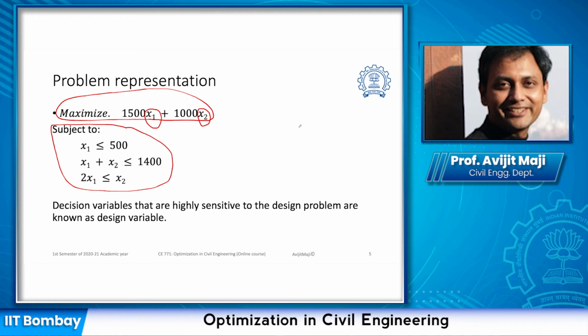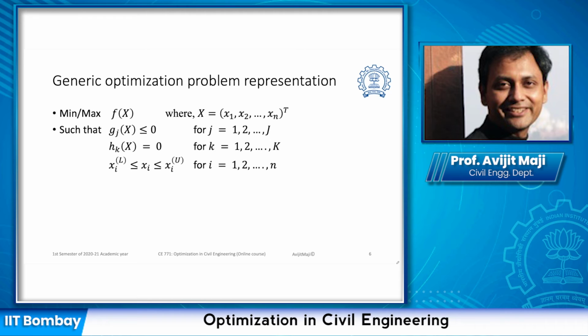In a generic form, an optimization problem can be represented as this. We can see that an objective function can be either minimized or maximized, and an objective function can have more than one variable. So we can represent the objective function as f(x), where x represents all the different variables.